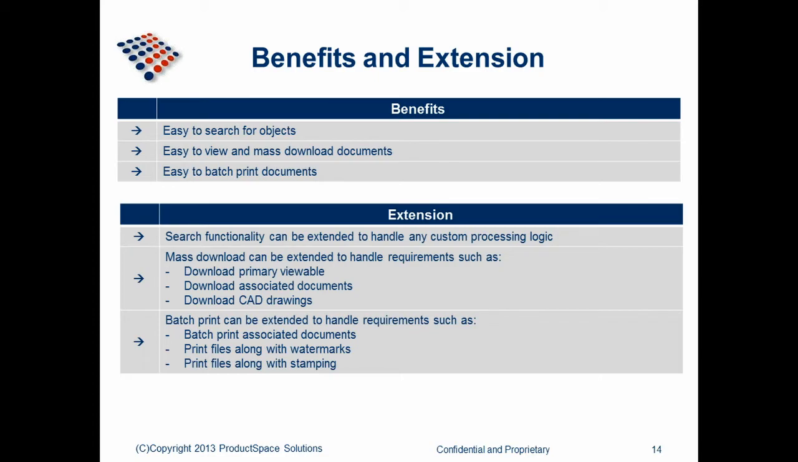Some of the benefits: it's easy to search for objects. Users don't have to understand how to use the search functionality within Windchill with all of the attributes and all the different things from that end. They can go to this one area, enter the few options they have, and do their searches that way. It's a very easy way to view and mass download documents. Rather than having to find each one individually, either browsing or searching through Windchill, you can use this tool. And again, we talked about the easy batch print functionality of documents as well.